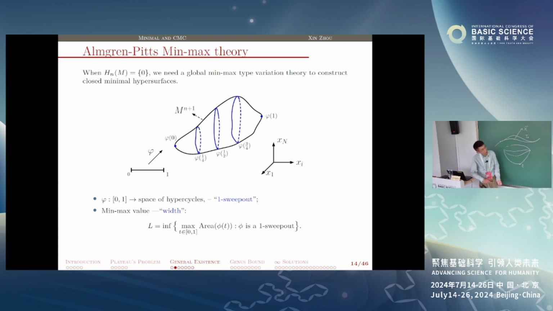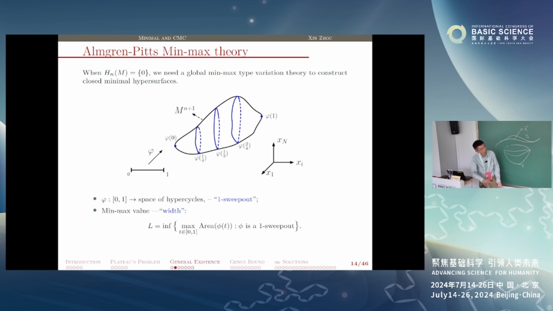So if I start with any hypersurface and I minimize in its class, you can contract to a point. You get an empty set. You get a trivial solution. In order to find the non-trivial minimal surfaces, we actually take a one-parameter family of hypersurfaces, starting from a point.